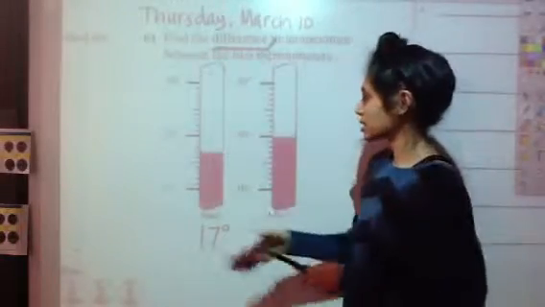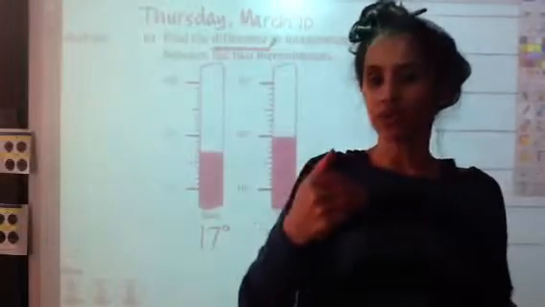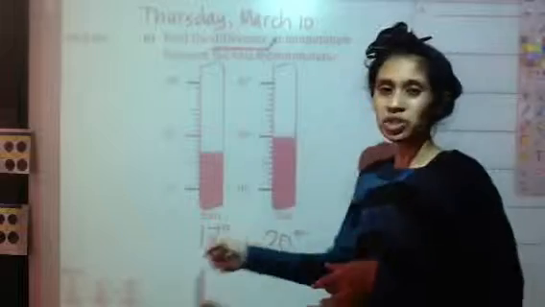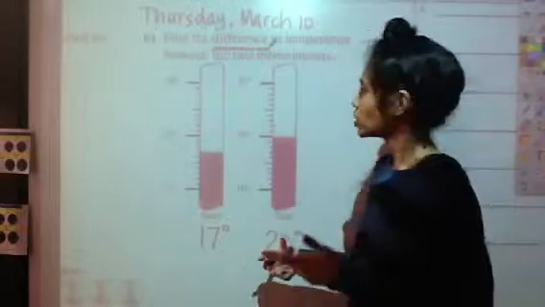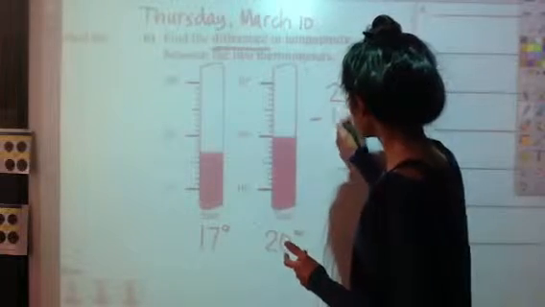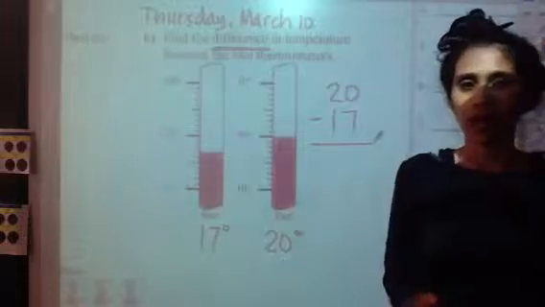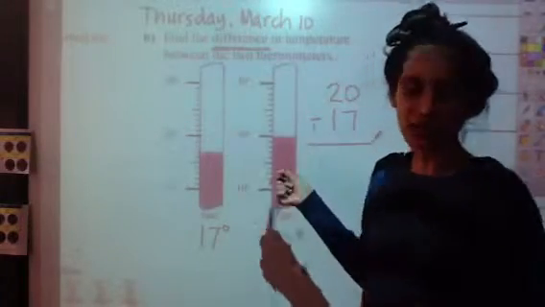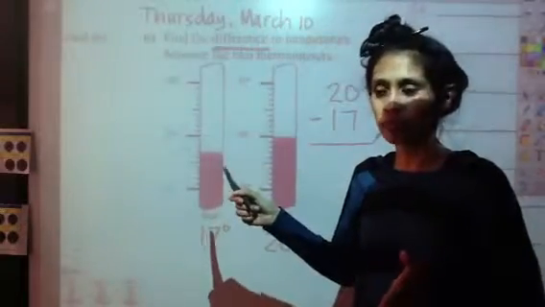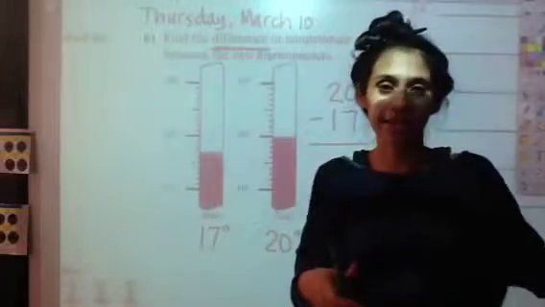So when we subtract 17 and 20, I told you before, what number do we write first? We write the bigger number first. So which number is bigger, 17 or 20? 20. So the 20 goes on the top, minus 17. Okay? Now, lots of ways, different strategies you can use to count that. Let's subtract the way that we've been doing by subtracting the ones, then subtracting the tens.